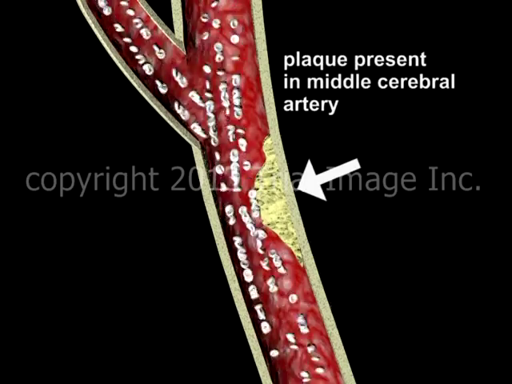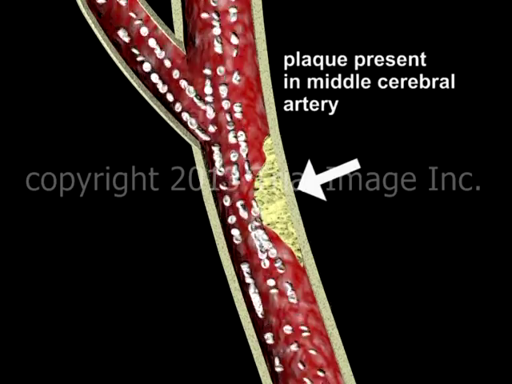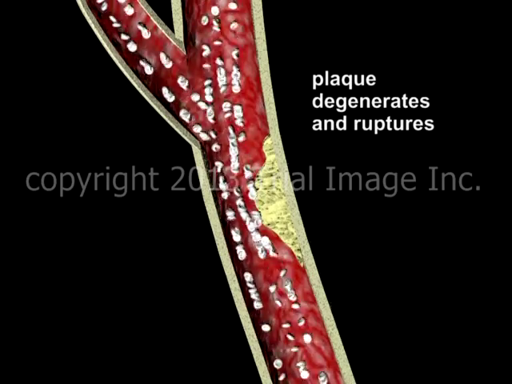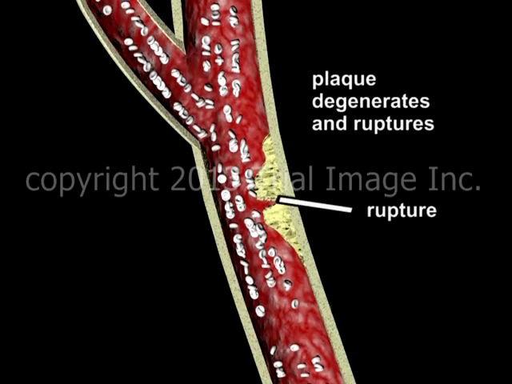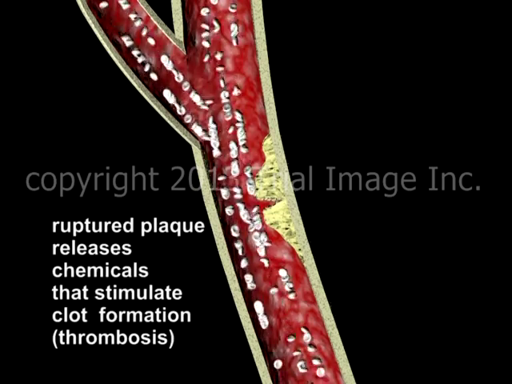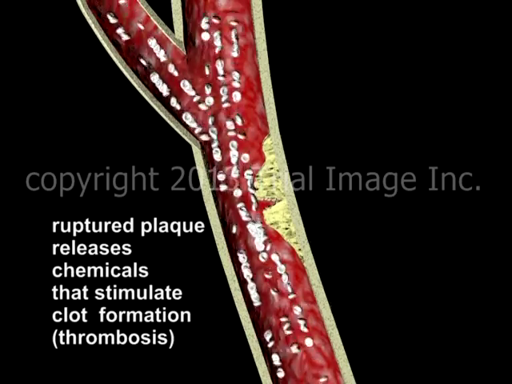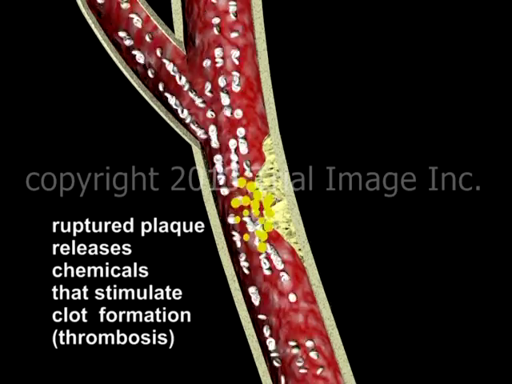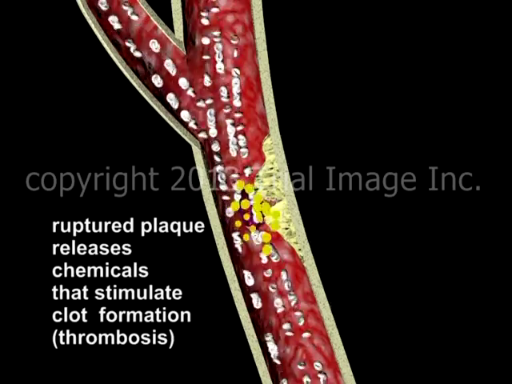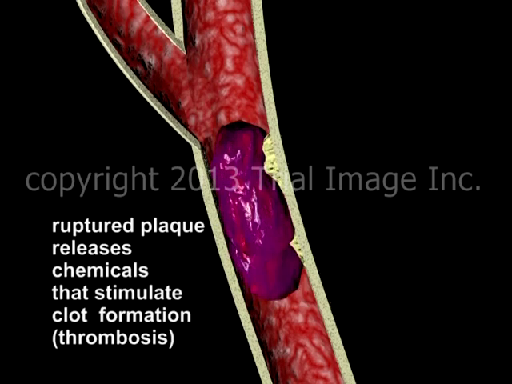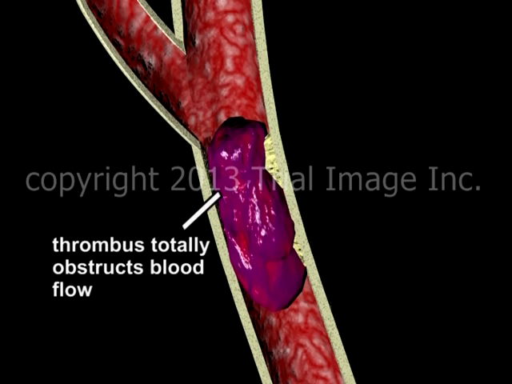In a typical scenario, atherosclerotic plaque, which has built up over many years along the artery wall, eventually undergoes degenerative change, which causes rupture of the plaque surface. Once ruptured, the interior of the plaque releases chemical substances which promote clot formation in the blood vessel. The resulting combination of blood clot and plaque leads to thrombosis, complete obstruction to blood flow within the vessel.